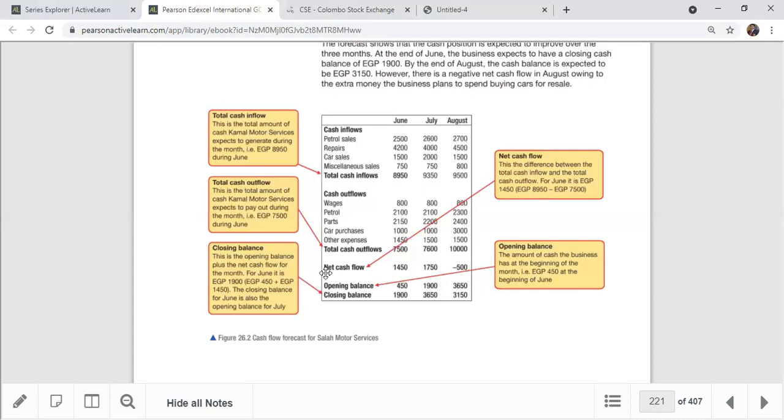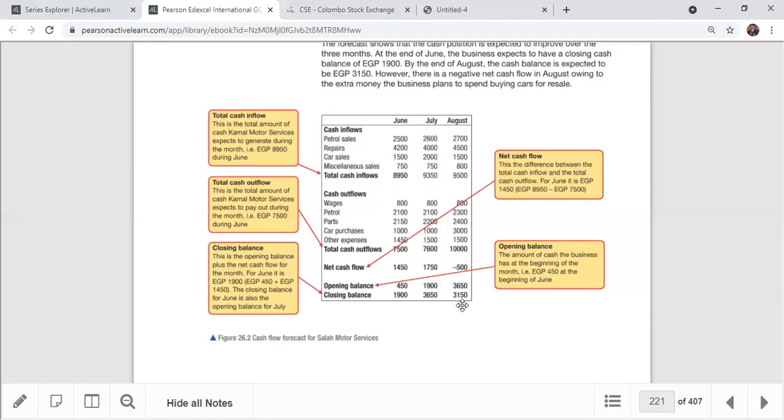Another important thing now, opening balance. Opening balance in June is the closing balance of May. Now the closing balance equals net cash flow plus opening balance. Here, you can see net cash flow is 1,450. So 1,450 plus 450 equals how much? 1,900. And like a chain, the closing balance of June becomes the opening balance of July. Again, we add net cash flow plus opening balance, which equals closing balance. So July closing balance is 3,650, and July closing balance is the August opening balance, right?